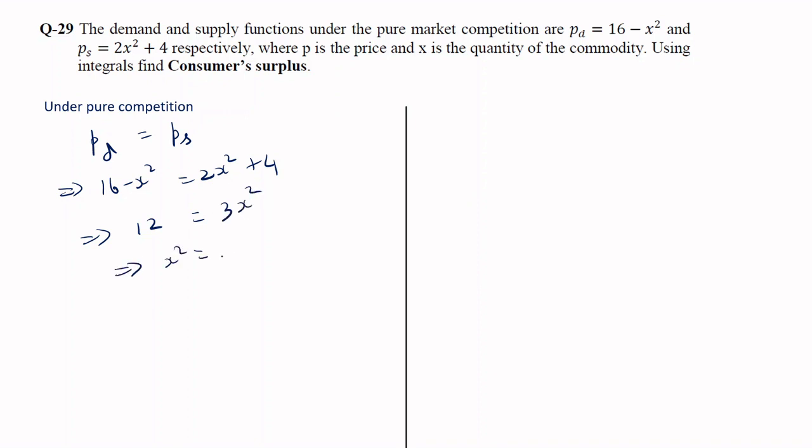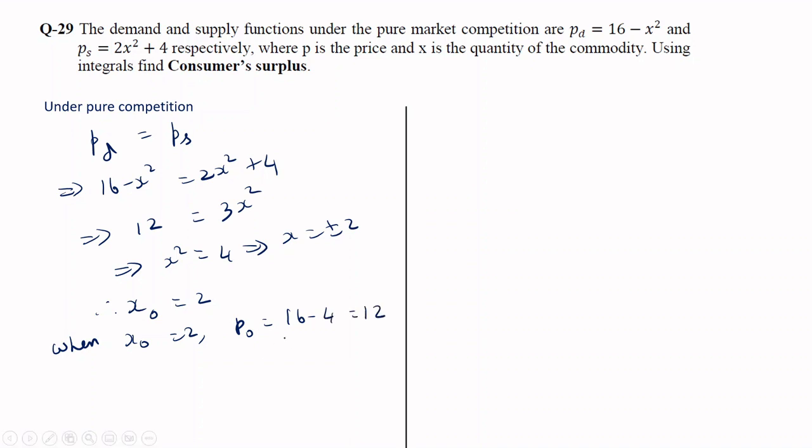Or we get x square equal to 4, x is equal to plus or minus 2. Since x is the quantity of the commodity, x cannot be negative. Therefore, x naught is 2. So the equilibrium quantity is 2. When x naught is 2, P naught we can calculate from this. P naught is equal to 16 minus 2 square, 16 minus 4, which is 12. So now we know x naught and P naught. Using this, we can find the consumer surplus.